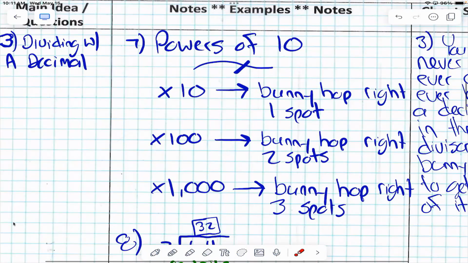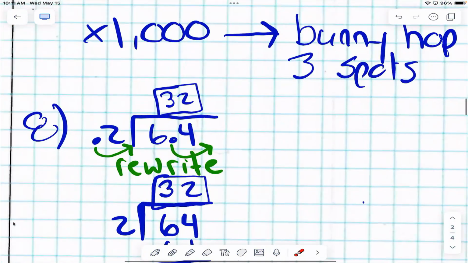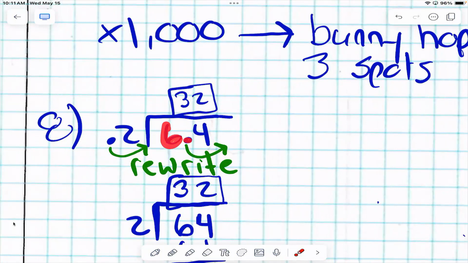Okay. Dividing with a decimal then involves powers of 10. Class, when you multiply by a power of 10, what are you really doing? Bunny hop right in one spot. If you multiply by 100, what are you really doing? Bunny hop right in 2 spots. Sweet. All right, so this problem right here: 6.4 divided by 0.2. Can we divide with a decimal? No. We don't want to. So we're going to bunny hop to the right to get rid of the decimal.